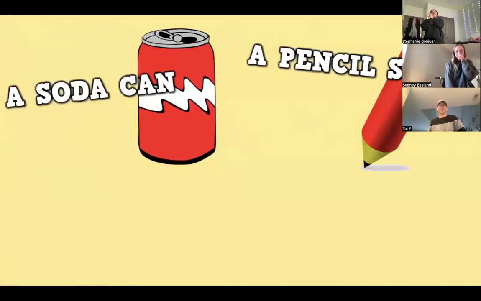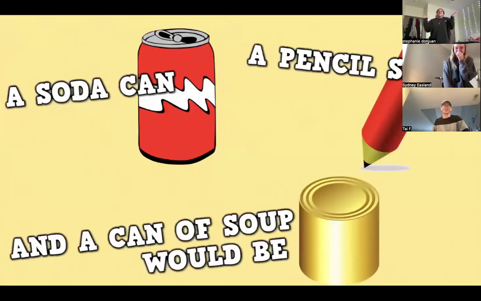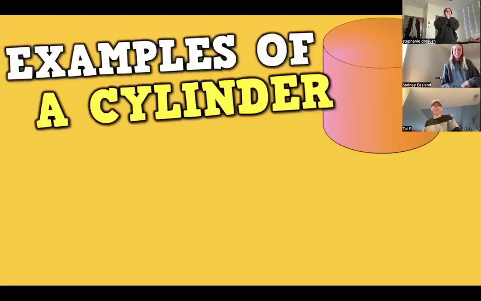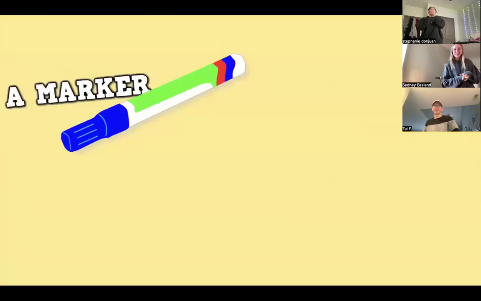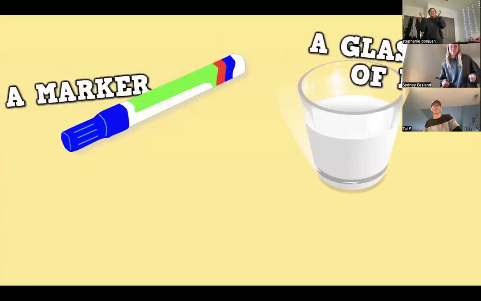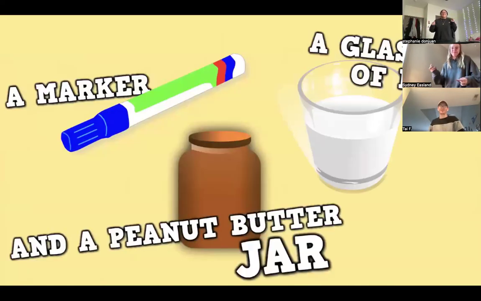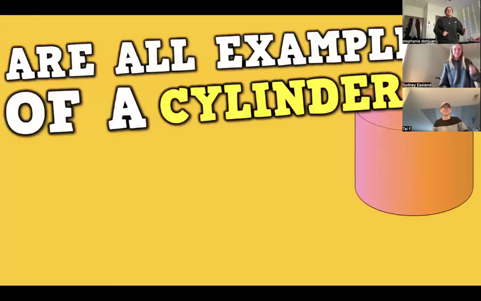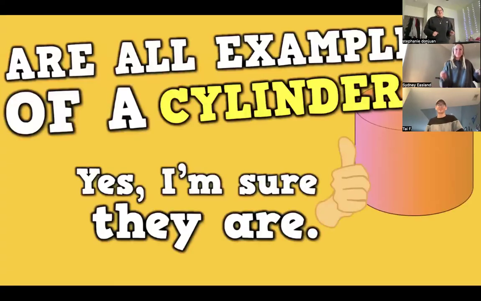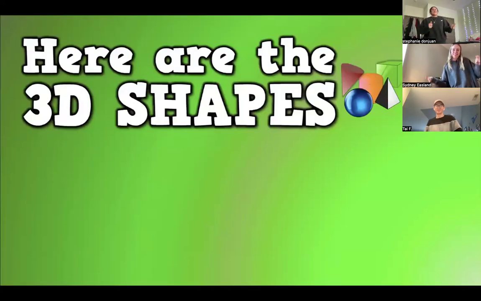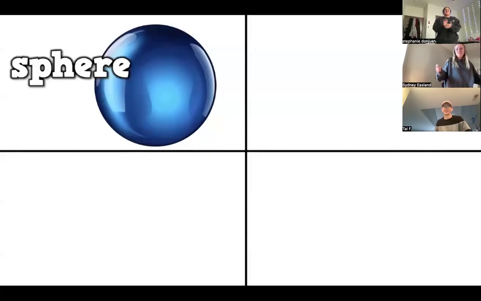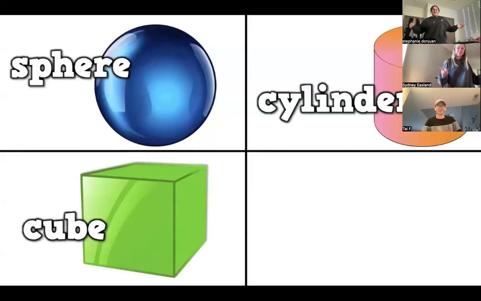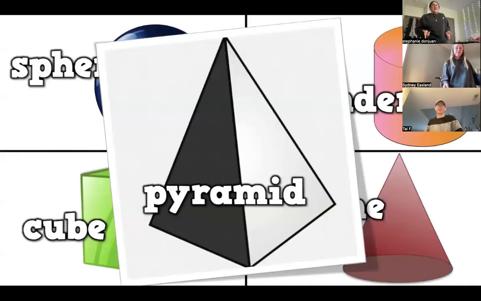A pencil shaped in a can of soup would be examples of a cylinder, as you can plainly see. A marker, a glass of milk, and a peanut butter jar are all examples of a cylinder. Yes, I'm sure they are. Here are the 3D shapes that I know. A sphere, a cylinder, a cube, and a cone.